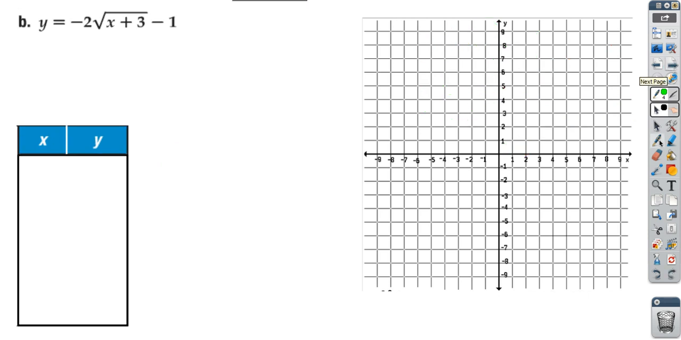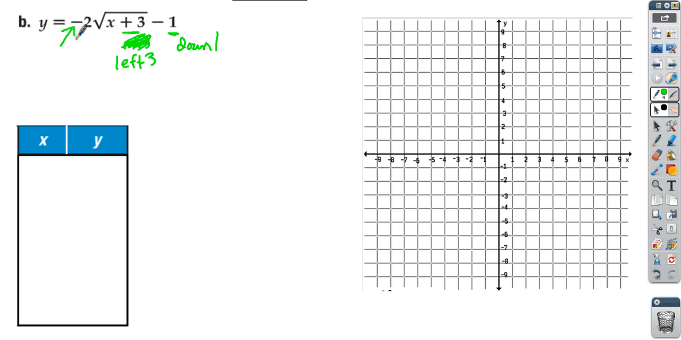Alright, this one's a little bit different. We don't want to do this by transformations because we have that negative 2 sitting in front. Even though it's easy to see what left 3 looks like and what down 1 looks like, because that's what the plus 3 and the minus 1 do. Sorry, that's not supposed to be right 3. That should be left 3, because add to x, go left. It's not going to be easy to see what this stuff does.